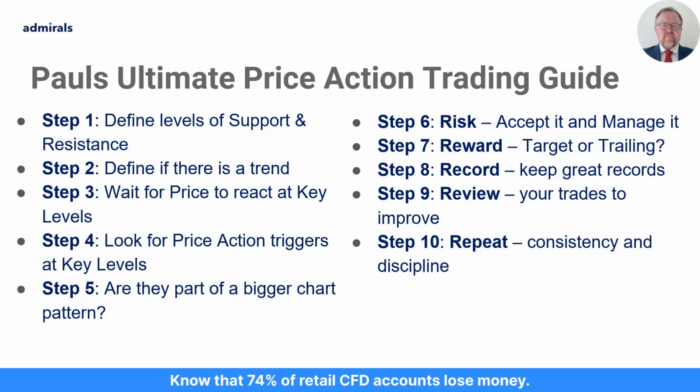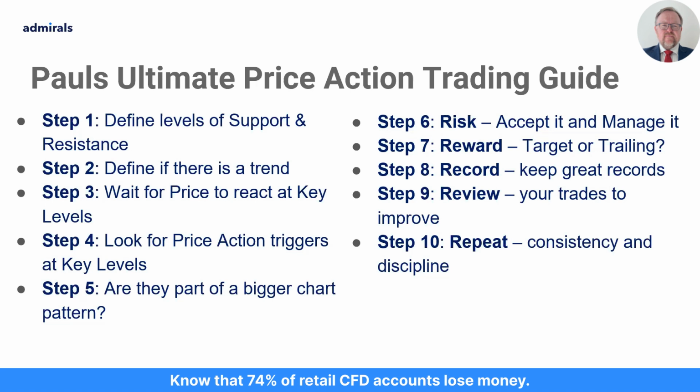Step four is let's look for some price action triggers. We've covered lots of them: things like pin bars, engulfing candles, star formations, key reversals, inside bars, all of these kinds of price action triggers at those areas. That gives us a confluence of events, which gives us a proper price action trigger that we can take a trade with.